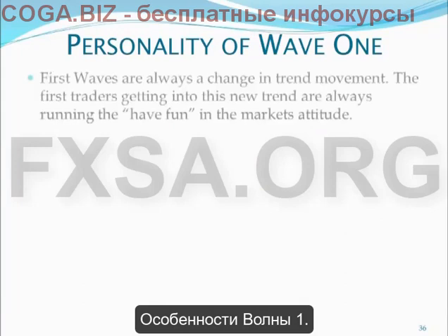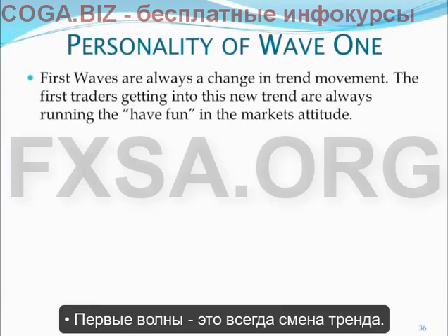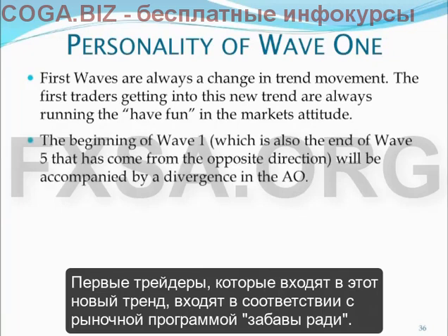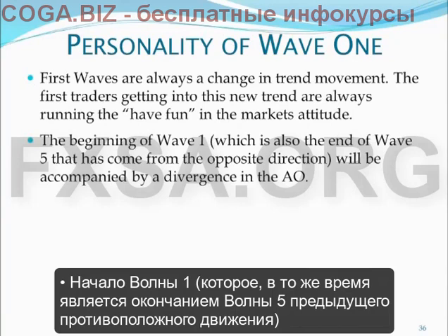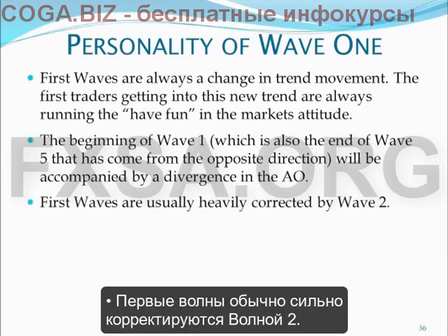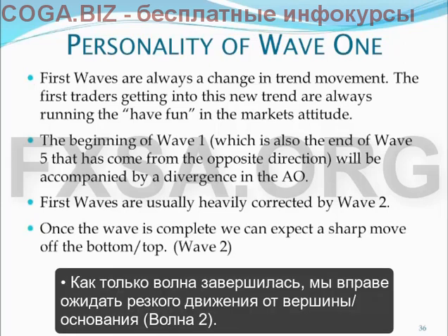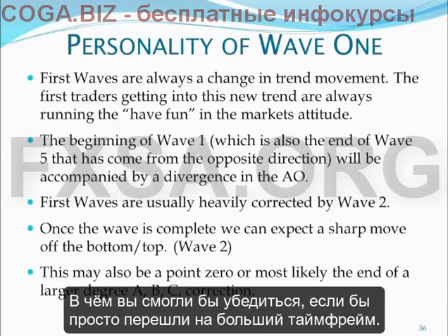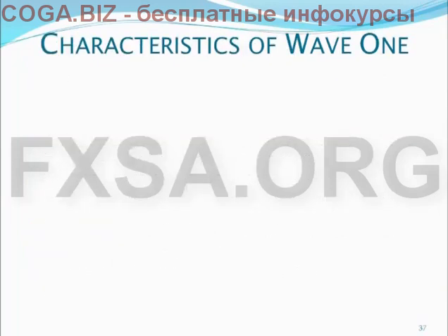Personality of wave 1. First waves are always a change in trend movement. The first traders getting into this new trend are always running the have-fun-in-the-markets attitude. The beginning of wave 1, which is also the end of wave 5 that has come from the opposite direction, will be accompanied with a divergence on the AO. First waves are usually heavily corrected by wave 2. Once the wave is complete, we can expect a sharp move off the top or bottom of wave 2. This may also be a point 0 or most likely the end of a larger degree ABC correction, which you would just go to a larger time frame to confirm.